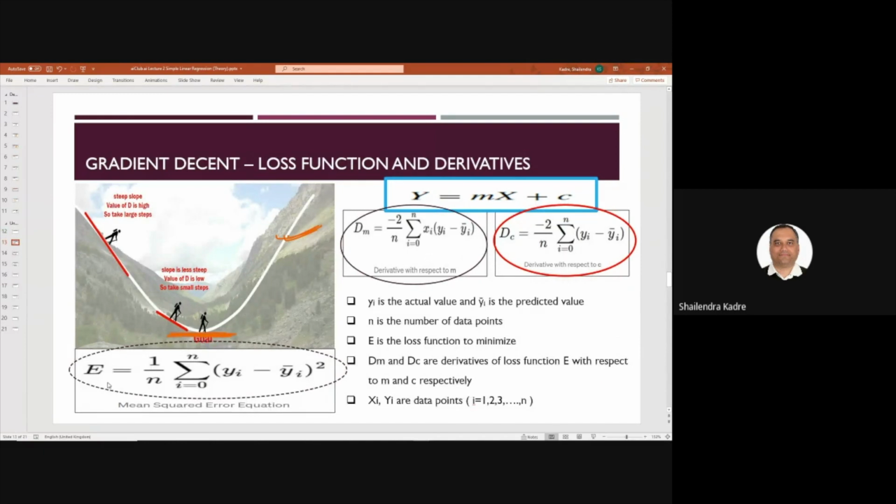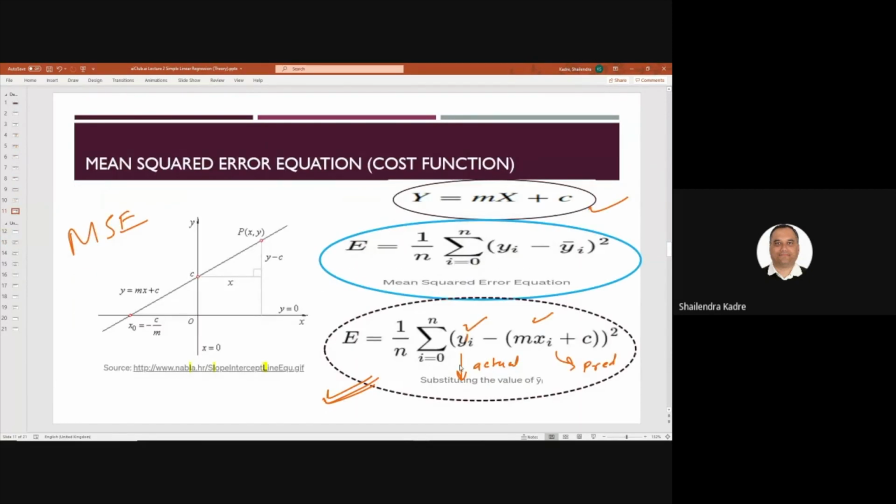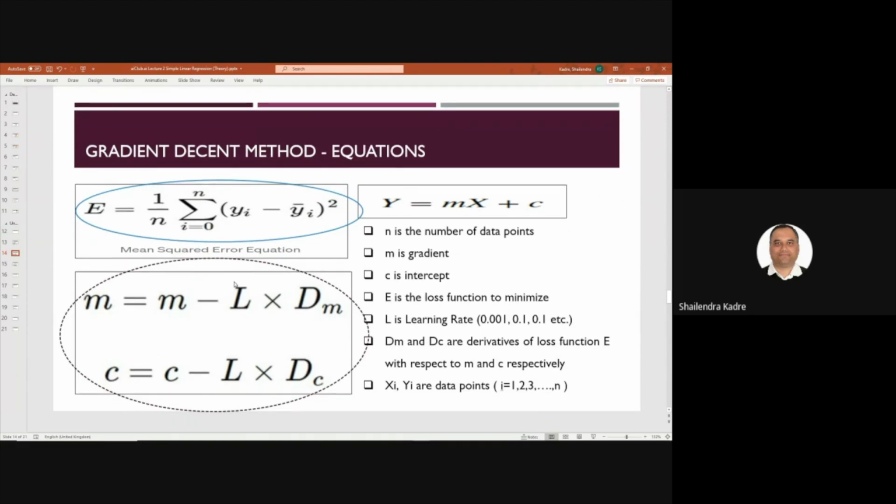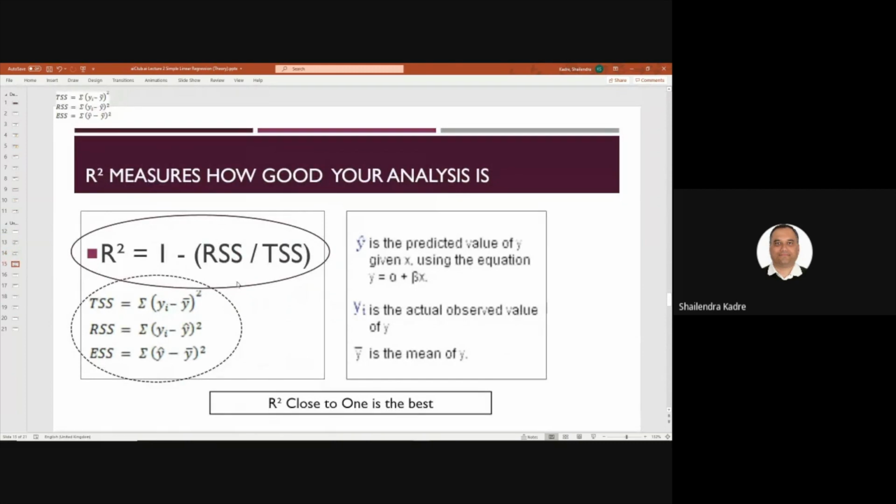If you plot this mean squared error, it will be a curve like this, the white curve we have shown, and our objective is to find the minima of this curve. Why do we find the minima? To get the values of m and c. Why do we need m and c? If we have m and c, we have the complete equation, which means we have our model. If somebody is interested in going deeper into the math, come to me after the class and I will explain it to you.